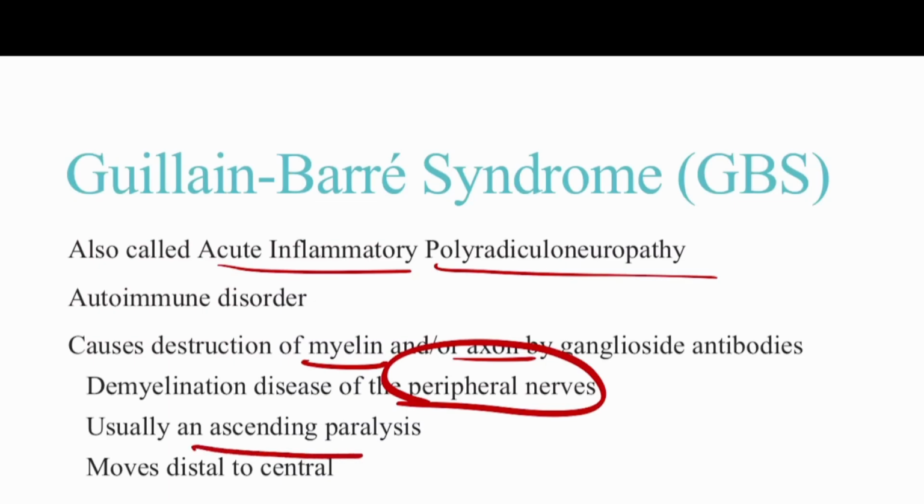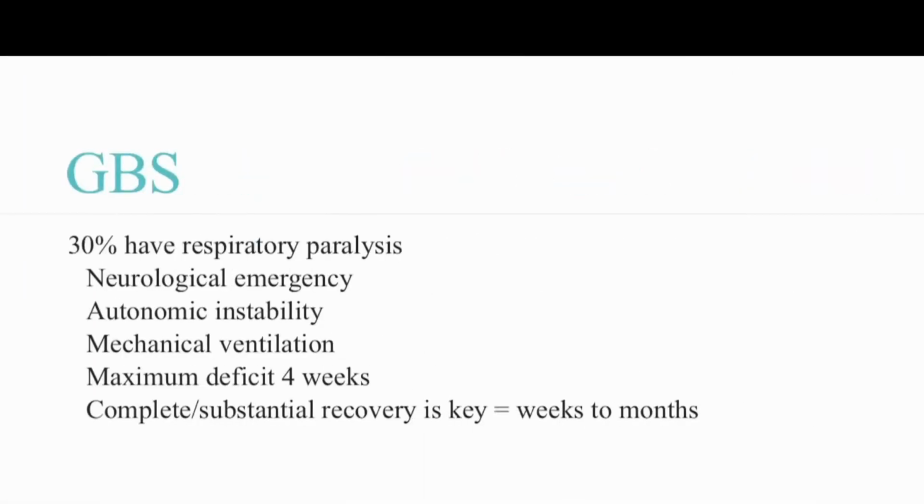Usually an ascending paralysis. Starts in the feet, goes up to the ankles, the lower legs, and so on and so forth. It works its way up. Again, following an infection, immunization, surgical procedure; Campylobacter jejuni can also cause Guillain-Barré. 30% of patients will have some sort of respiratory paralysis. So you have to watch for breathing problems with these patients.